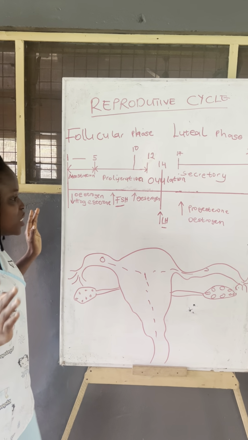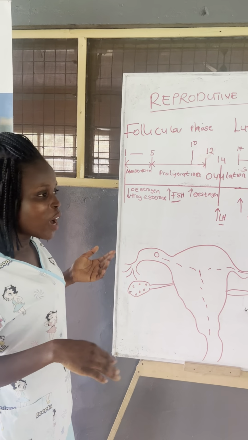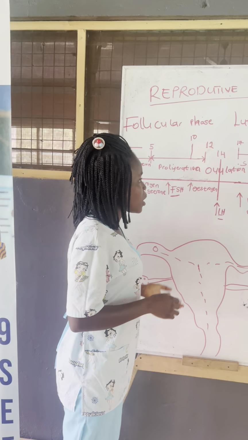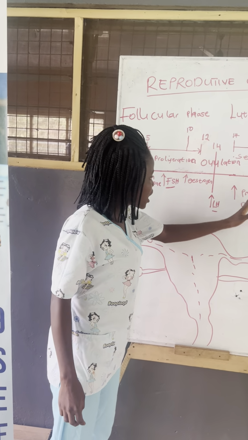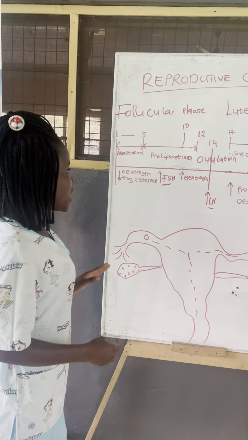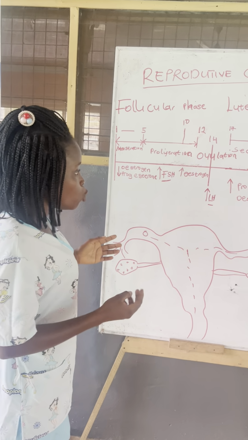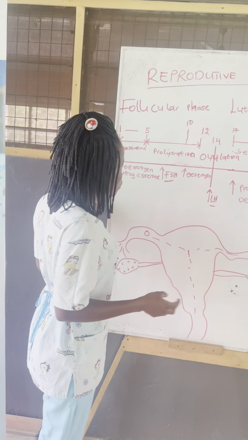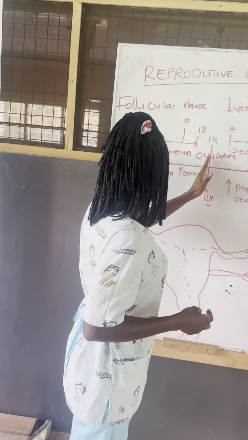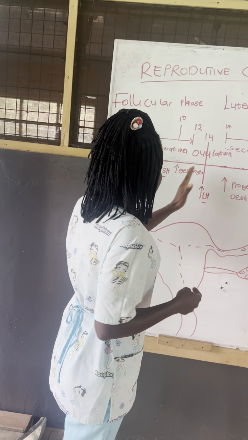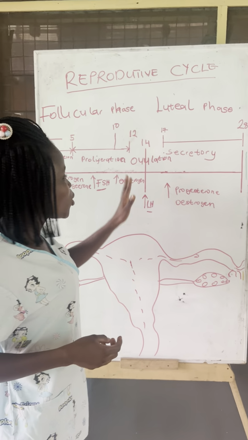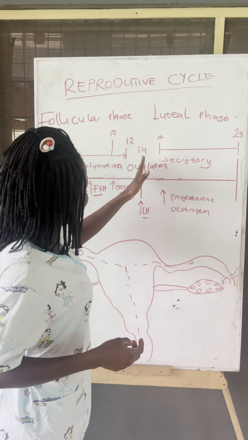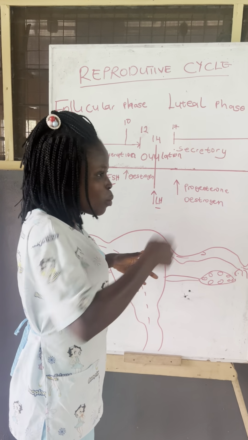Or more than a 28-day cycle. Some people ask, if I have more than a 28-day cycle, how does our system work? When you have more than a 28-day cycle, let's take a 30-day cycle. The second phase is always constant. Ovulation always occurs 14 days before your menses.